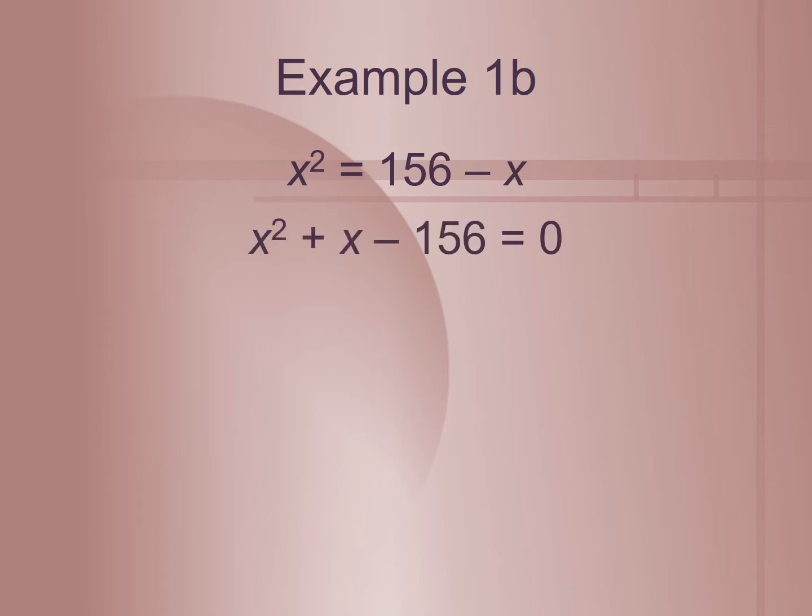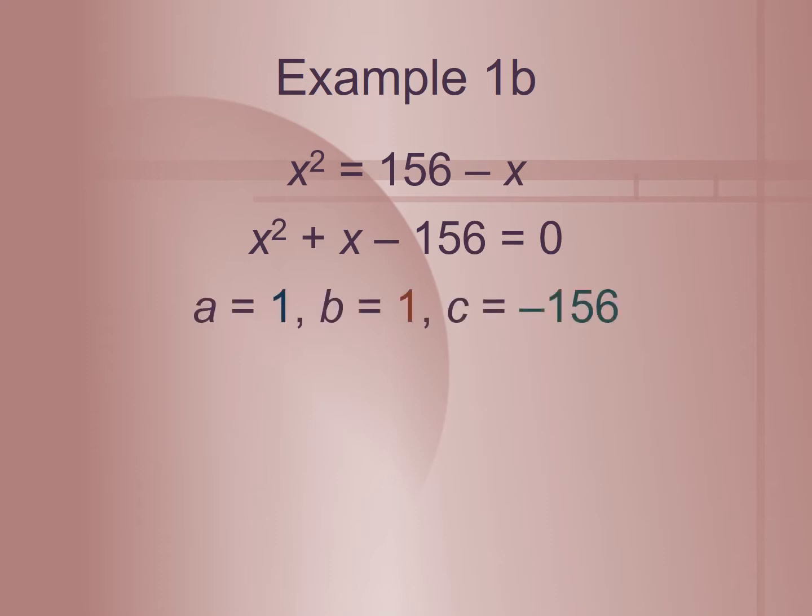Let's try another example of finding the discriminant. Let's say I have the equation x squared equals 156 minus x. The first thing I have to do is get everything over to one side and set it equal to 0. So I'll subtract 156 from both sides, and then I will add x to both sides. That will leave me 0 on the right, and x squared plus x minus 156 on the left.